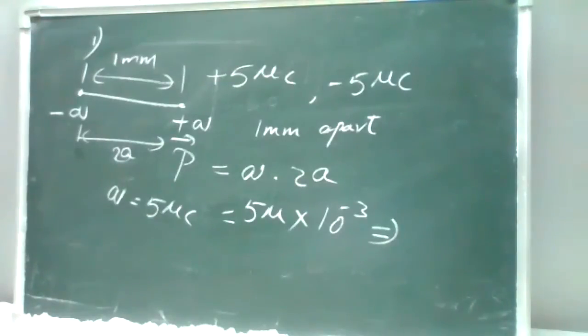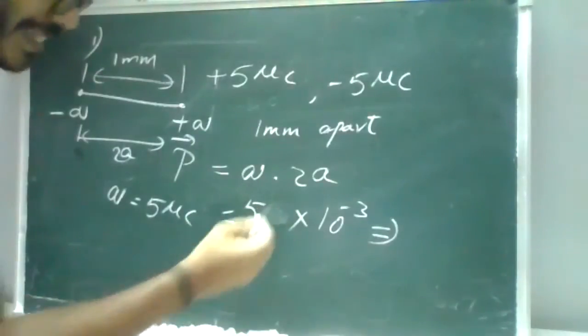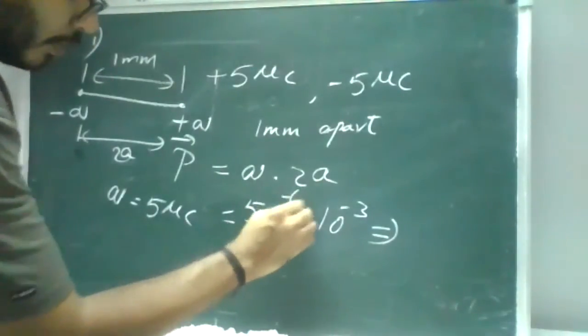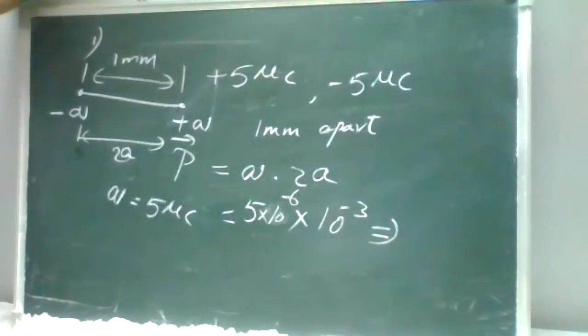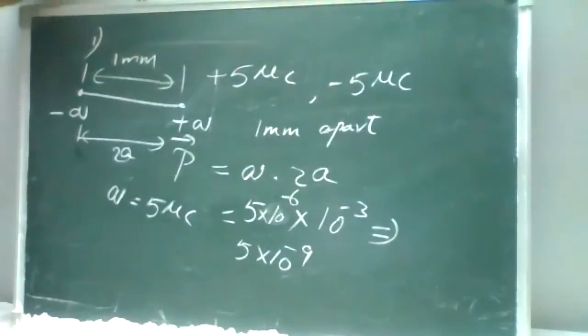Five into 10 power. Sir, do we need to separate it as into micro? Micro value is 10 power minus 6. Okay sir. Now tell me. So it is 5 into 10 power minus 9. Okay. Now the unit. Dipole moment unit. Don't miss the unit. Unit is important.